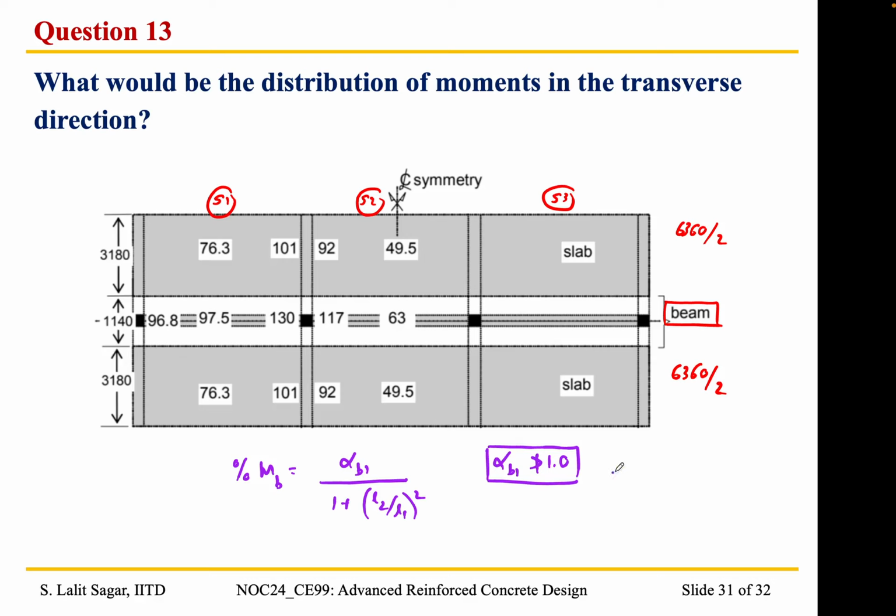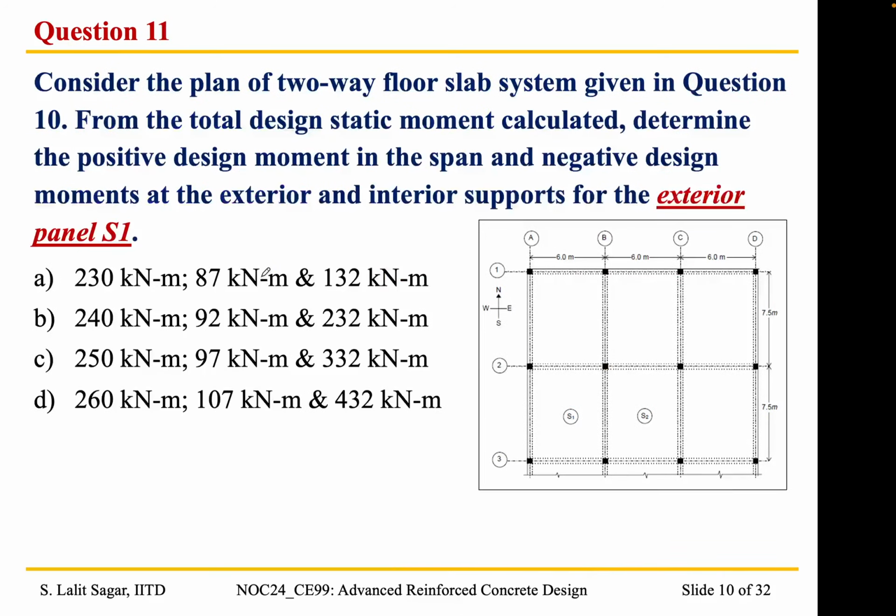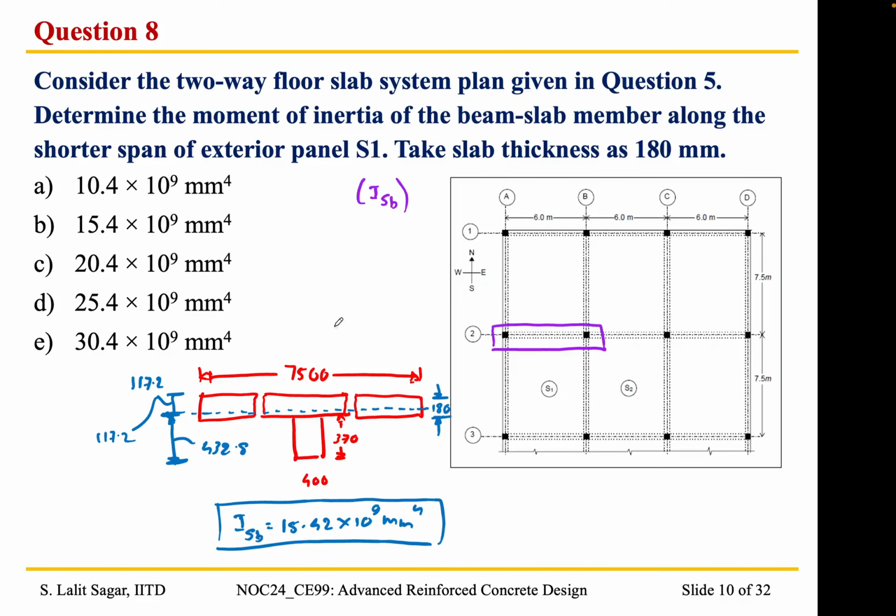So this gives us a value of 1.0 divided by... Sir, alpha b1 means any beam? Yes, sir. It essentially means this beam actually, where we are distributing. Okay, so if we go back, I think the actual alpha value... Sir, actually, in the lecture, it is given 1.81. So I did not understand.